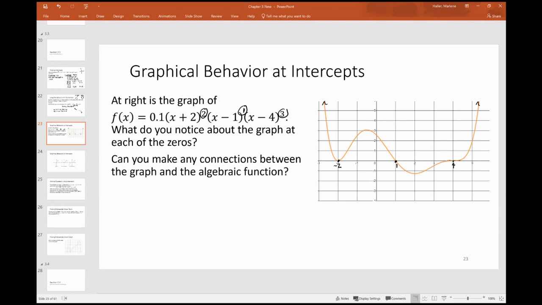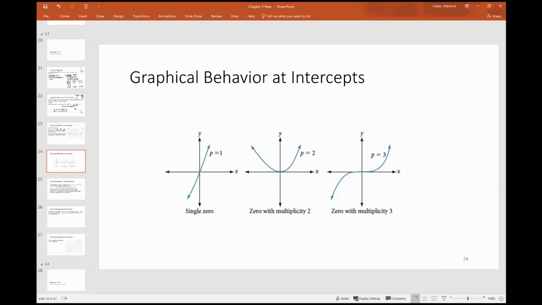Interesting, isn't it? In fact, let's generalize that. All polynomial graphs will exhibit this behavior at their intercepts, or at the zeros of the function. If the zero has a multiplicity of 1, which means the exponent is 1, it's going to cross right straight through, just like the linear function does that has the exponent of 1.